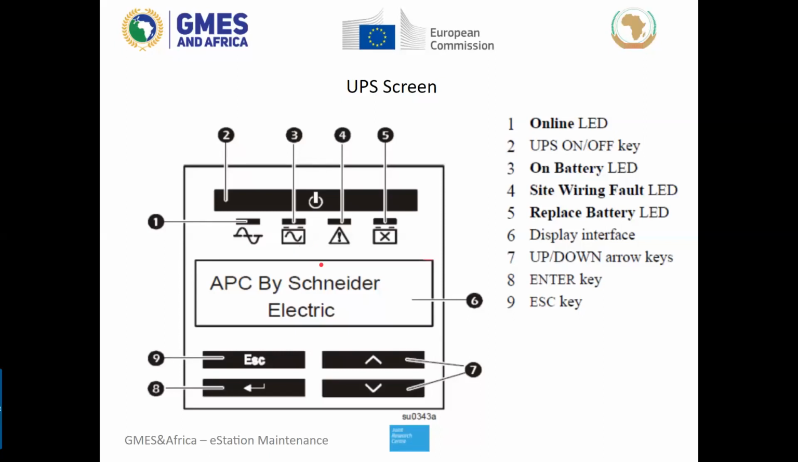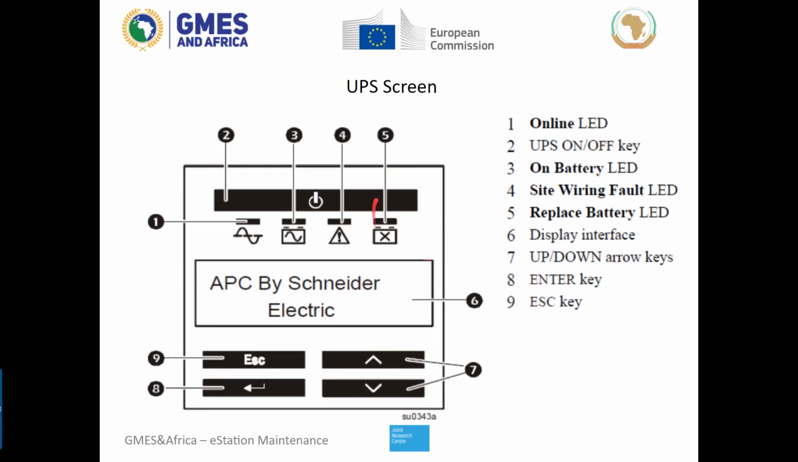Another thing is, if there is a site wiring fault, you see a red light blinking on point 4, which is the third lamp on the UPS screen below the on/off button. And a very frequent problem will be replacement of the battery. After a specific lifetime, it is necessary to replace the battery. You see the red light blinking on point 5, which is the fourth lamp, which says that you have to replace the battery.